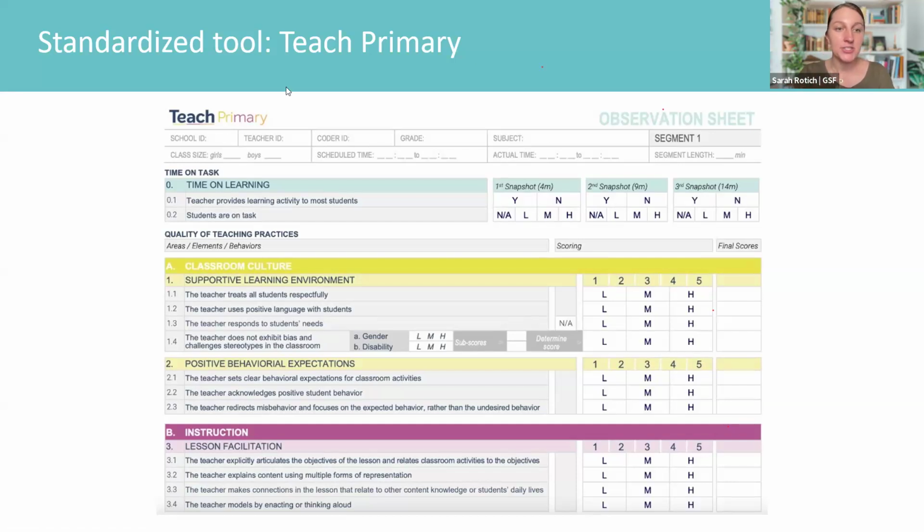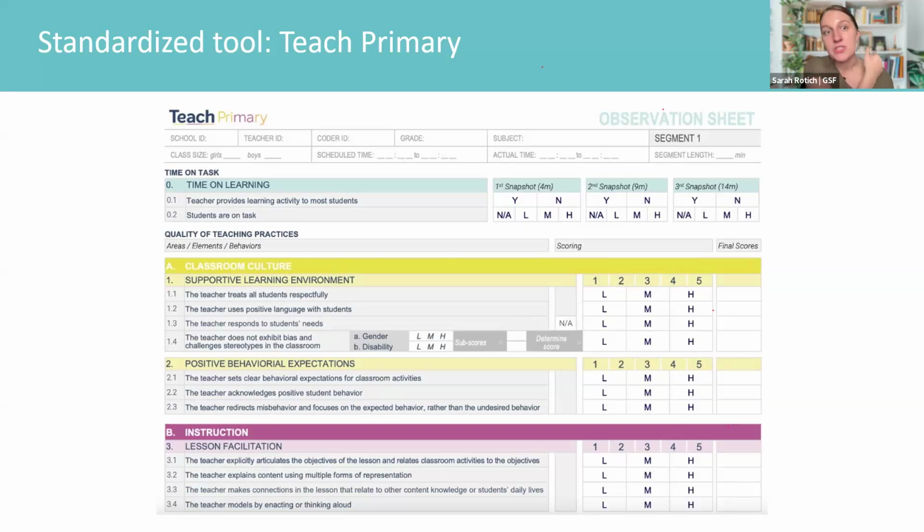So something like the teacher treats all students respectfully. It doesn't matter whether it's a math lesson, whether it's a literacy lesson, whether it's something that's being delivered to a first grader or an 8th grader. It doesn't matter if it's in a whole classroom setting or in a small group. That's something that you would be able to answer in all of those different settings.